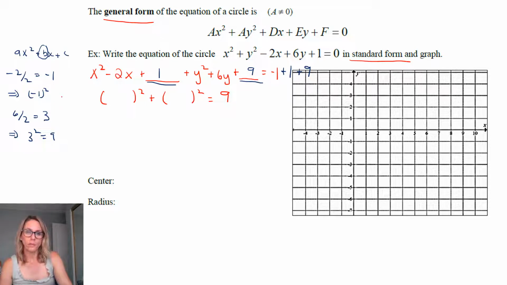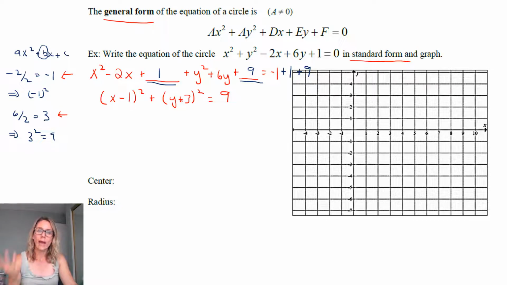Then I need to factor this. So notice we talked about factoring. It's coming back. This stuff all relates to each other. We see all this coming back again. So remember that the number that goes inside is what you get when you do half the middle term. So I need an x minus 1. For the second piece, I need a y plus 3.